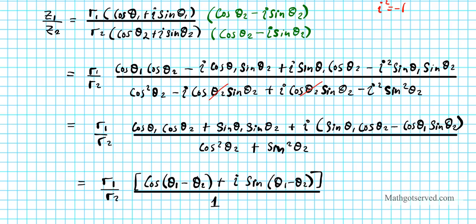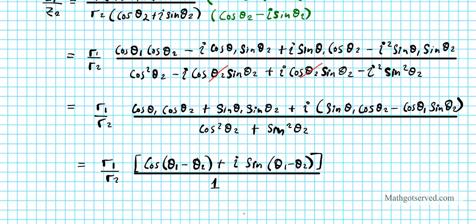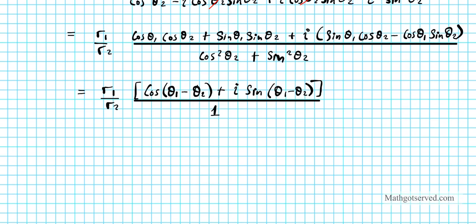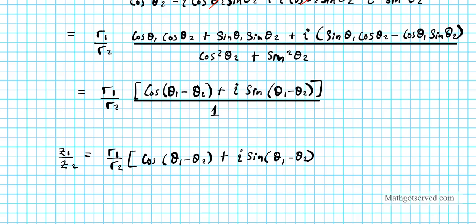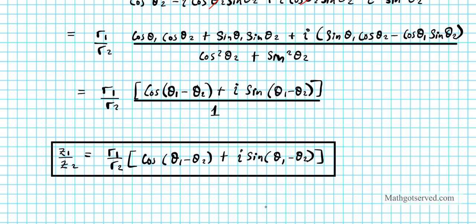Okay, all right, so let's finish it up. We'll just write it nicely as z1 over z2. z1 over z2 is r1 over r2, and we'll just bring this down, times cosine of theta 1 minus theta 2 plus i sine of theta 1 minus theta 2. Okay, so that basically completes our derivation of the quotient formula for complex numbers in polar form. This is the desired result. All right, so that's that.